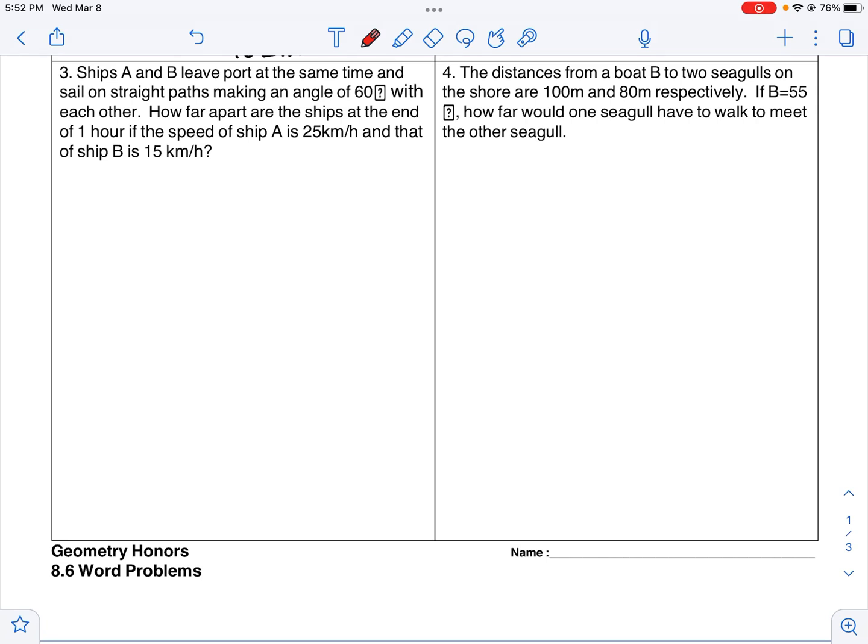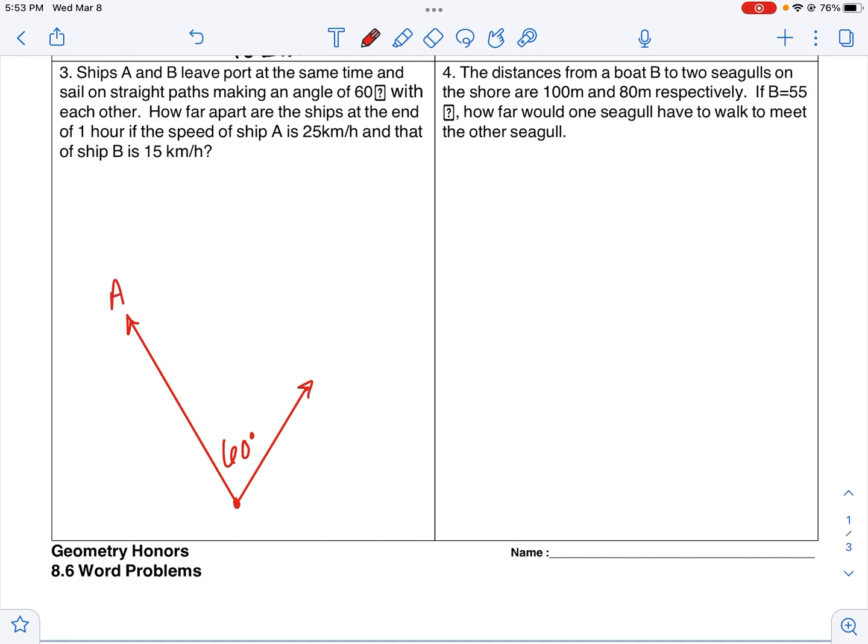So here's part 2 of our sine, cosine, tangent, or law of sines, law of cosines word problems. So here I've got 2 ship problems. So 2 ships, ship A and ship B. Here's my port. And they're going to leave about the same time. They're going to make a 60-degree angle. So they're sailing on straight paths, making a 60-degree angle.